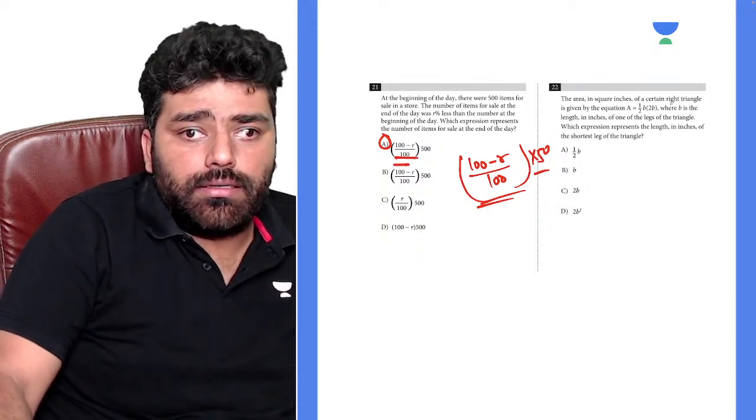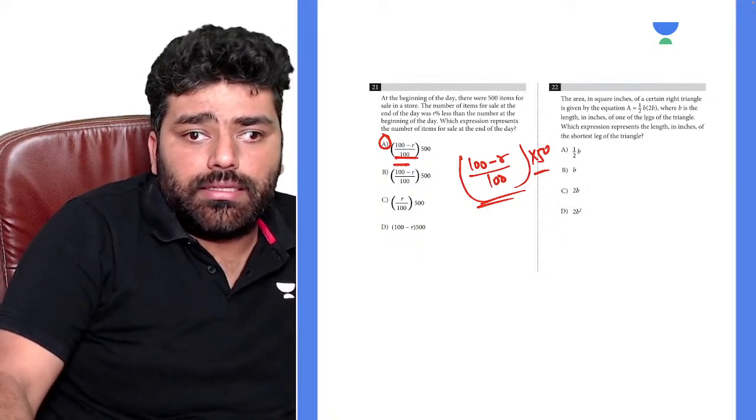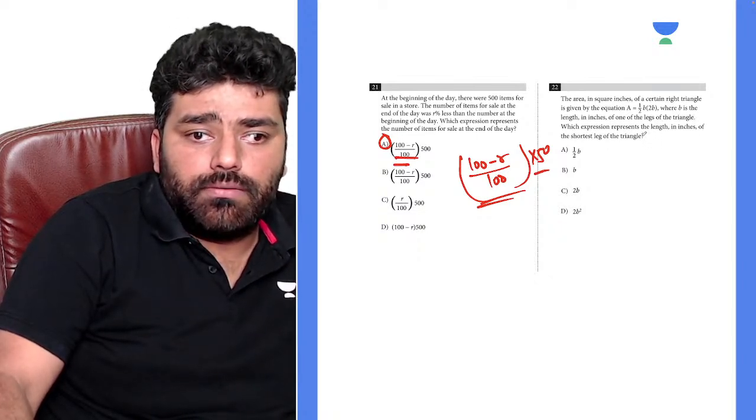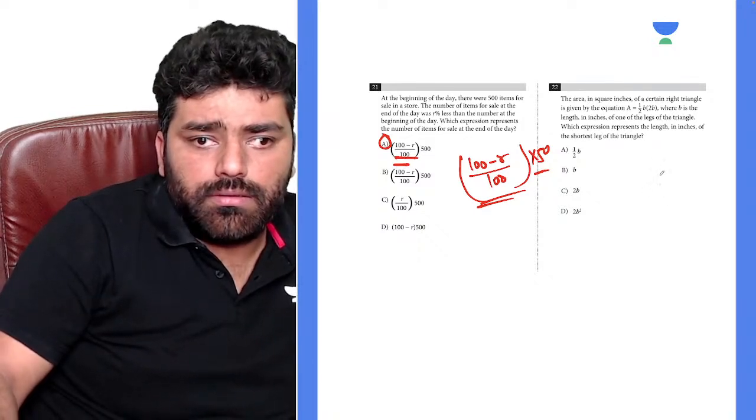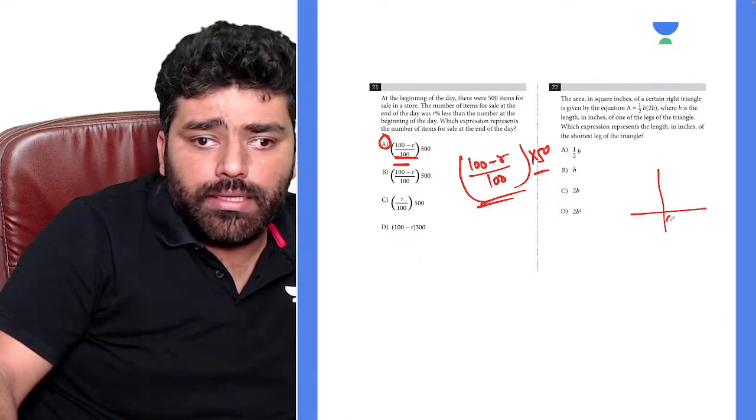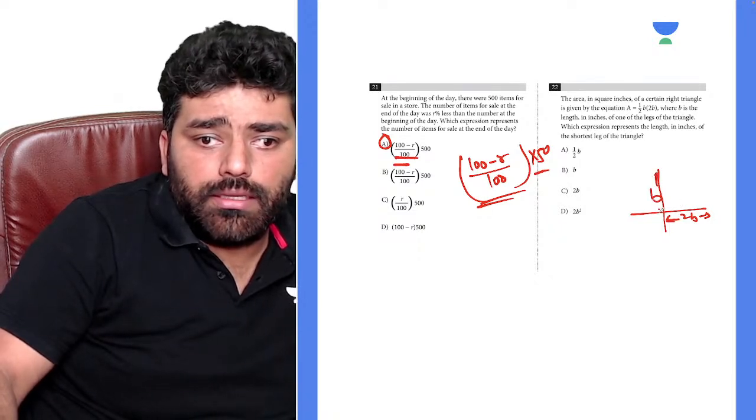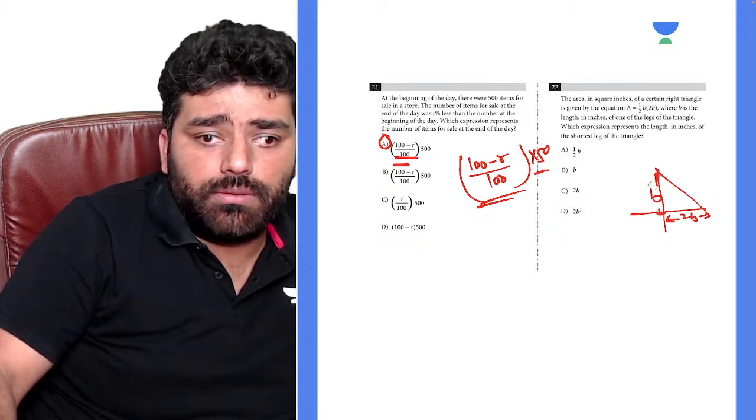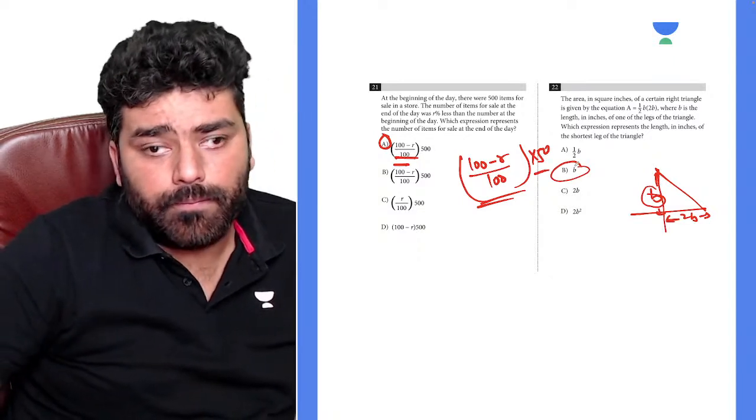The area of a certain right triangle is given by A, where B is the length of one of the legs of the triangle. Which one represents the shortest leg? So yeah, 2B is the longer one, and then we have B, and then definitely the shortest will be B only, isn't it? Yeah.